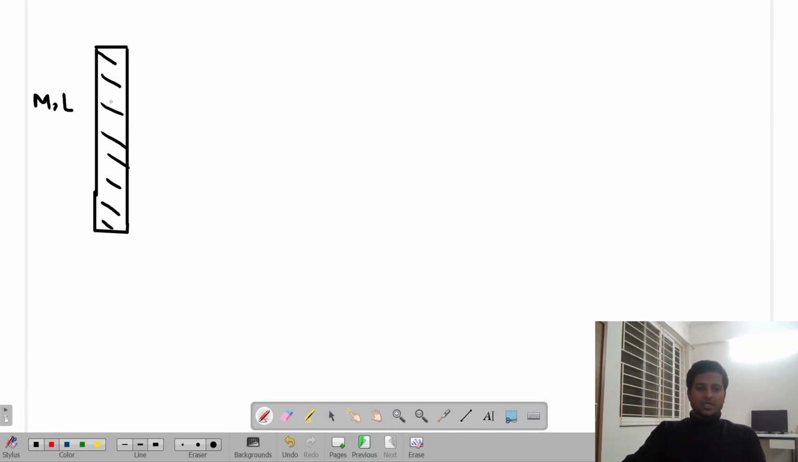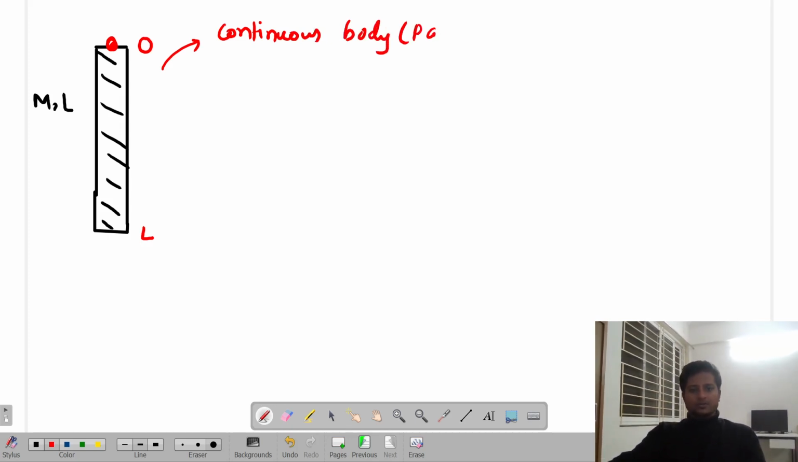I want to find the potential energy, whether with this point or that point, whichever point you want to ask. So let us consider from this point. This will be 0 and this will be length L. Now, how to find potential energy? As I know, this is a continuous body. Continuous body means the particles are very near.